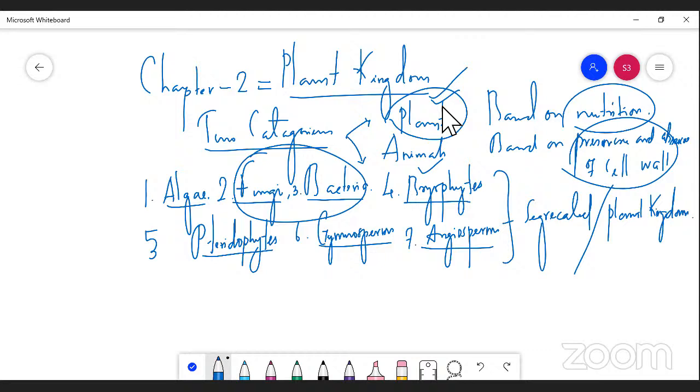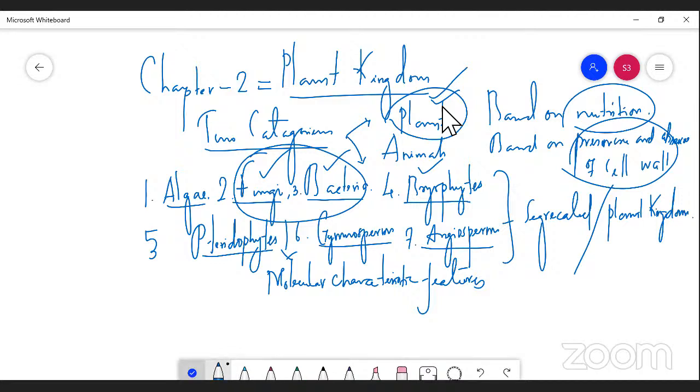We have to understand that fungi and bacteria are segregated from the plant kingdom and kept in another kingdom. On which basis are the fungi and bacteria segregated? Based on molecular characteristic features. That is the specialized point, so underline it. Based on the molecular characteristic features, fungi and bacteria are segregated from the plant kingdom and kept in another kingdom.